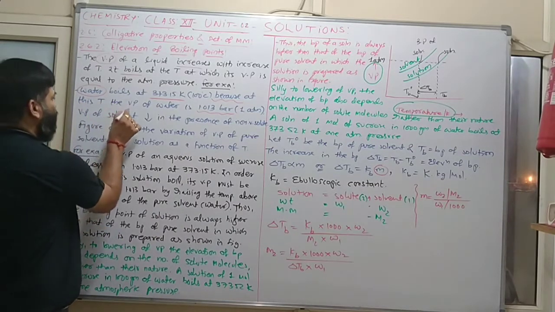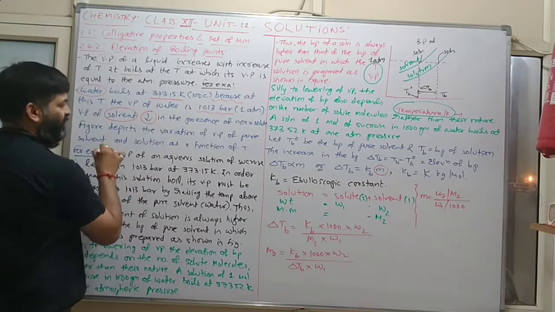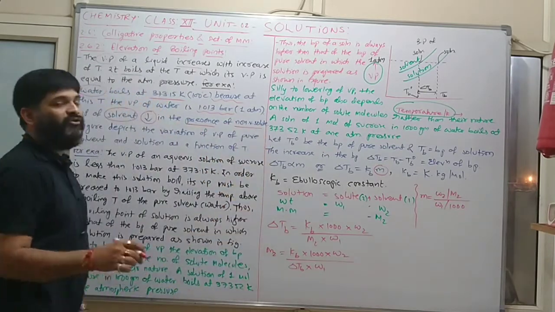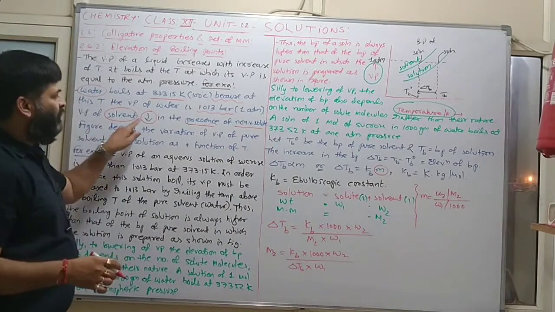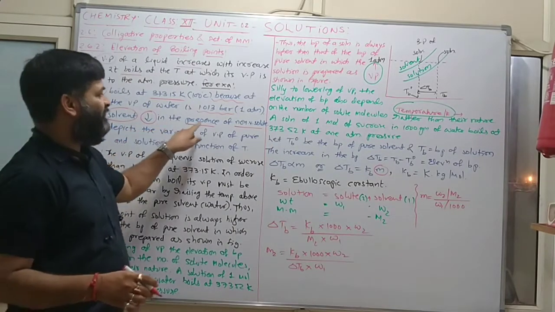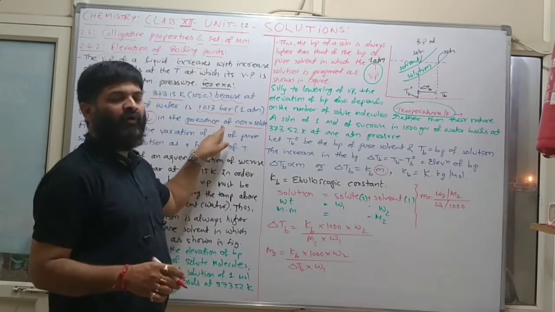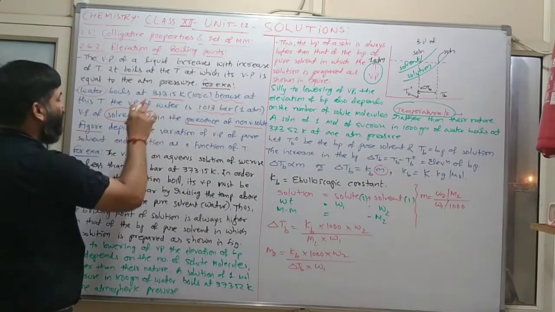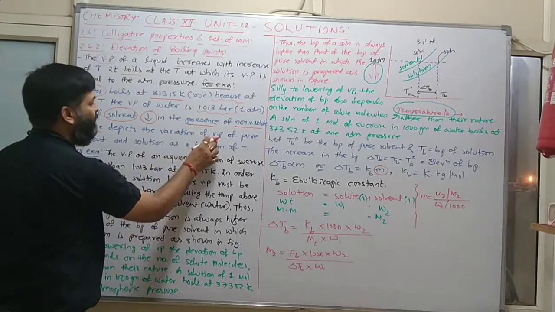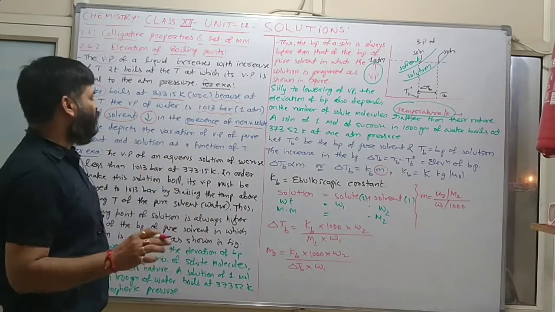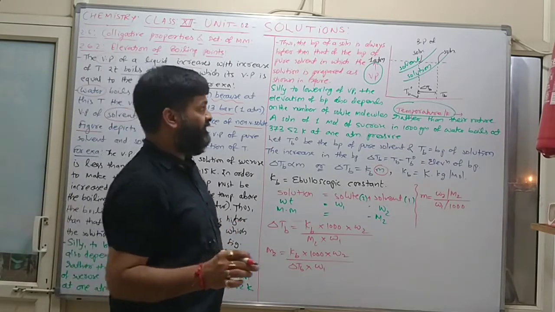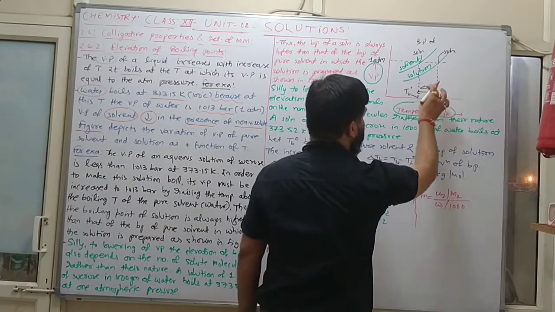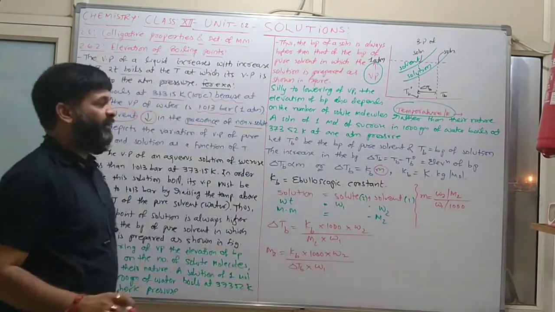Clear? Vapor pressure of solvent decreases in the presence of non-volatile solute. Which figure? That one. The figure depicts the variation of vapor pressure of pure solvent and solution as a function of temperature. Here we will discuss vapor pressure of solvent as well as solution with respect to temperature.